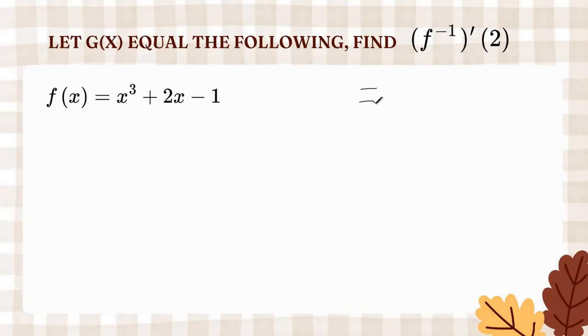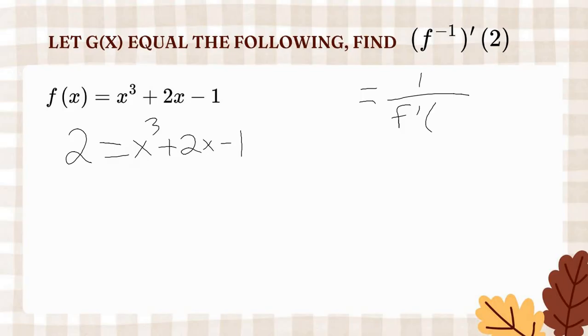So we know that the derivative of the inverse of 2 is going to equal 1 over the derivative of f at, what do we have to do to find that inside number? You set y equal to 2. Cool. So then how am I going to solve that? I can only factor things when we're equal to 0. If I subtract 2, what do we get? x cubed plus 2x minus 3.